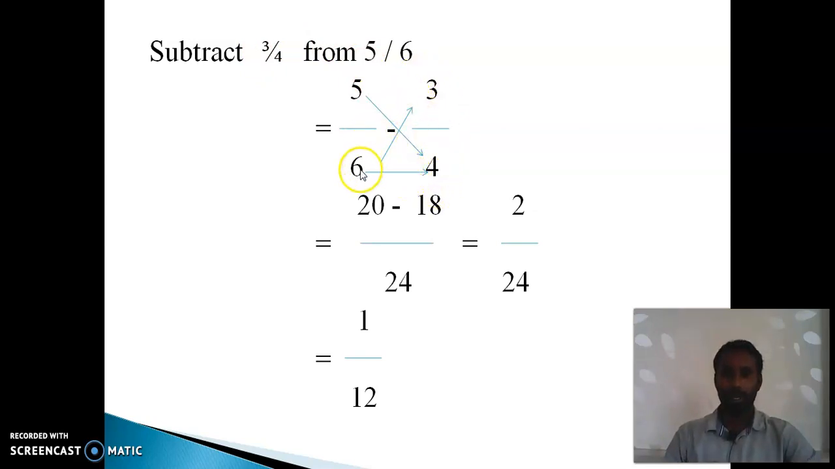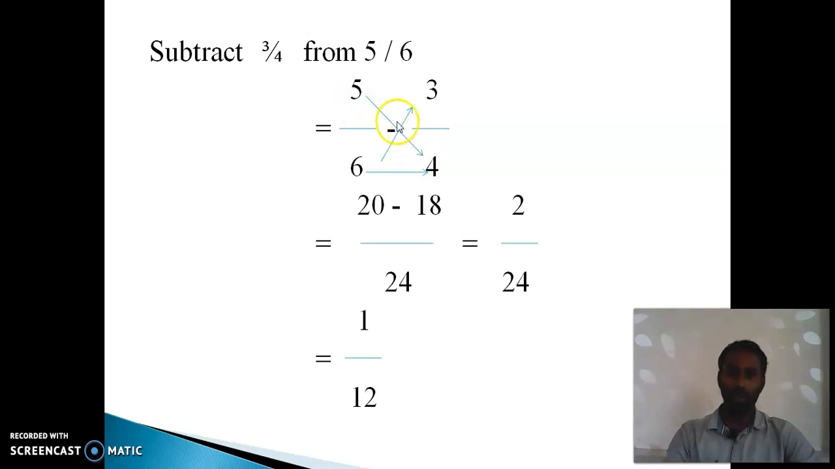Now look at the denominator. So denominators are not same. So what we have to do? Either we can take LCM or we can take cross multiplication method. So here, from here put one arrow mark opposite that number, and from here put one arrow mark opposite that number, from here to here put one arrow mark. So this arrow mark represents multiplication.